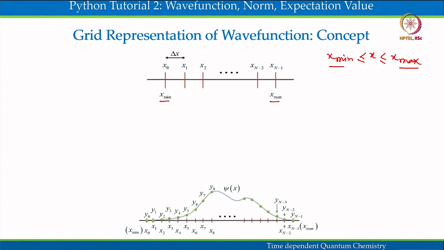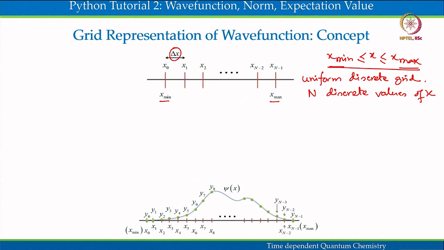So the entire X axis will be divided by a suitably small step size delta X to produce the uniform discrete grid. So this is the uniform discrete grid we produce. Let us say we have n number of discrete values of x within this range. So one can write x n minus 1 minus x n equals delta X. That is the separation between grid points.